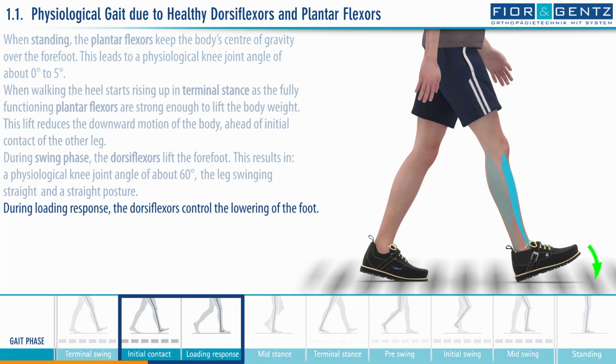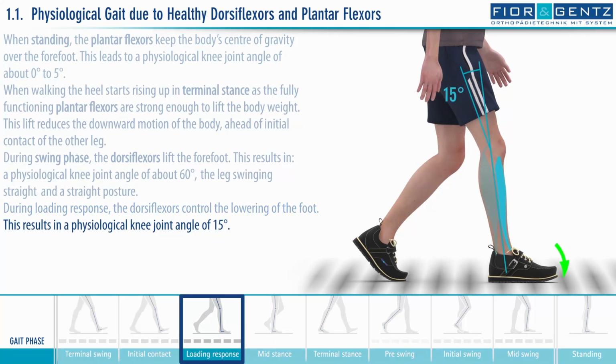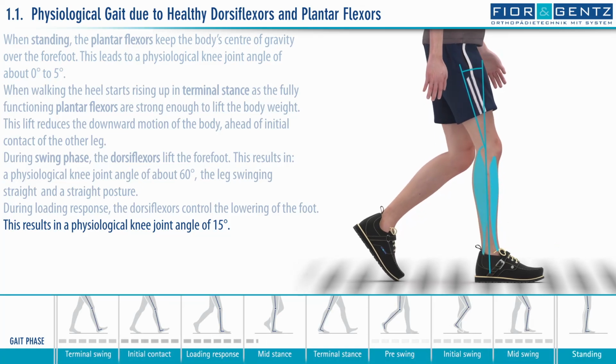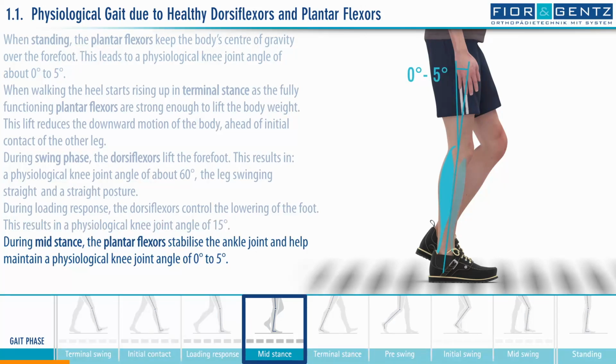During loading response, the dorsiflexors control the lowering of the foot. This results in a physiological knee joint angle of 15 degrees. During mid-stance, the plantar flexors stabilize the ankle joint, and help maintain a physiological knee joint angle of 0 to 5 degrees.